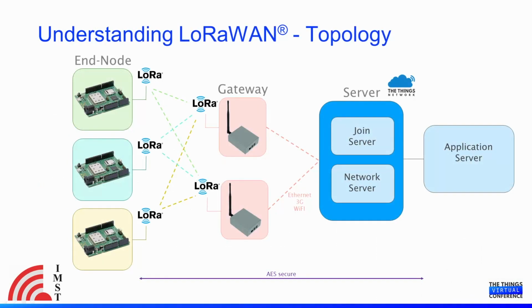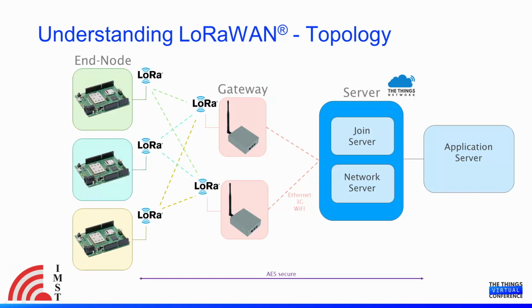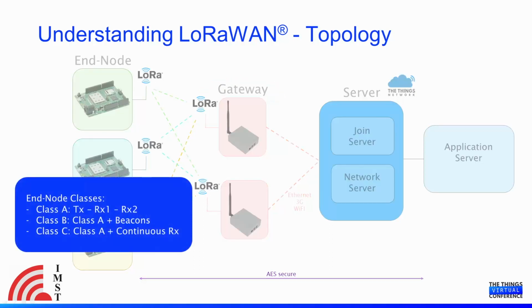A LoRaWAN system is based on three main components: an end device, a gateway, and a server, where the main role of the gateway is to forward the messages exchanged between the end devices and the LoRaWAN server. Basically, the end device can be classified in three possible classes. Class A, where after each transmission of the end device, two receive windows are opened to allow a possible downlink from the LoRaWAN server. A Class B device is compatible with Class A, with additional receive windows controlled by beacons sent by the LoRaWAN network.